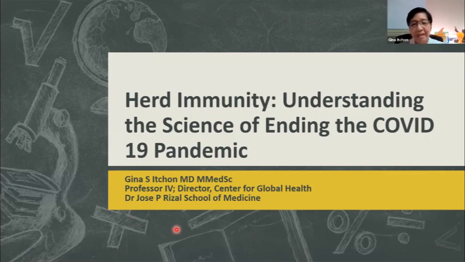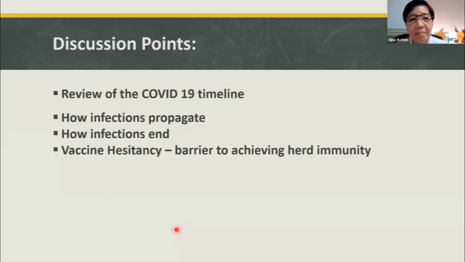So one of the terms that you hear very, very often in media is herd immunity, no? And that was my task. I was tasked to discuss this. What is this, no? Because this is actually our hope for ending this COVID-19 pandemic. So I will basically take up these topics, review of the COVID-19 timeline, which Dr. Arlene also did, no? And then how infections propagate, how infections end, and a little bit about vaccine hesitancy, because this is actually our biggest barrier now to achieving herd immunity.